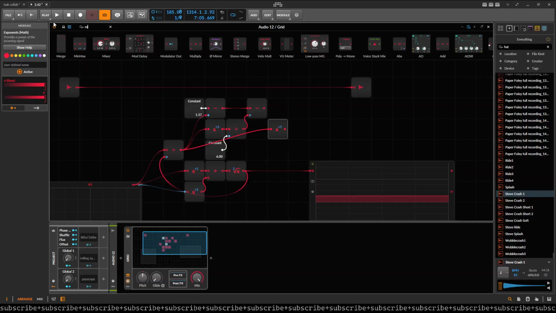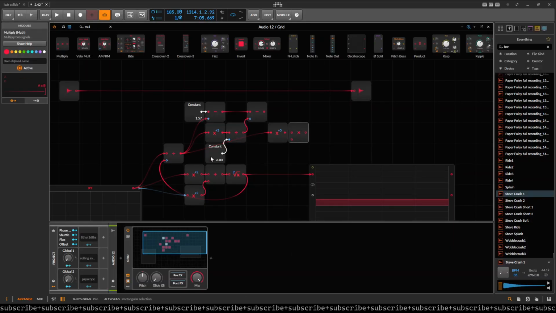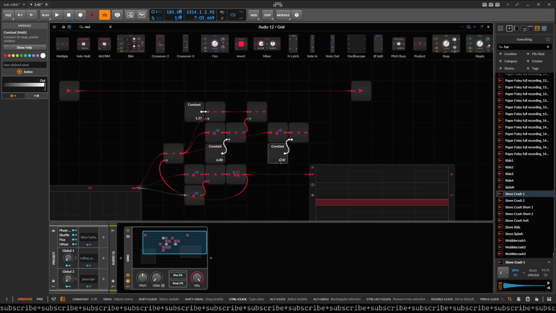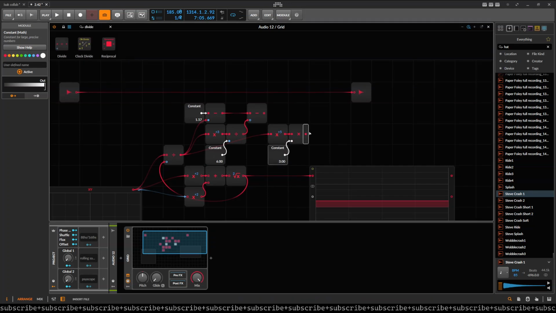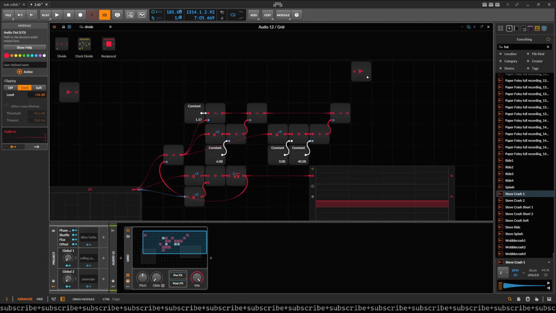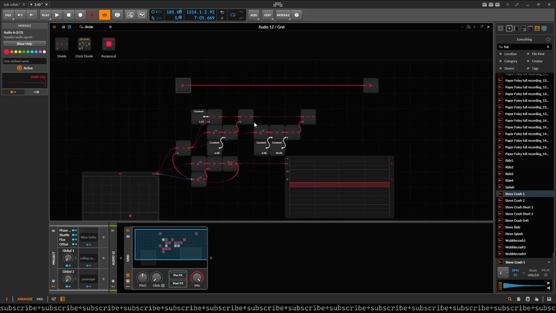So multiply this by 3, divide this by 40, and then once again subtract this from, no, subtract this from our term. And now basically we need to do this once.